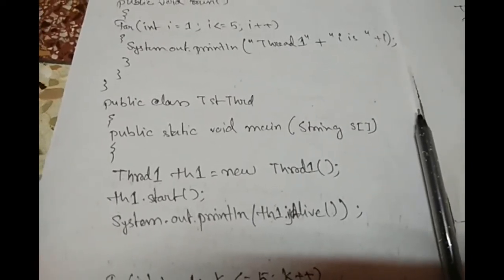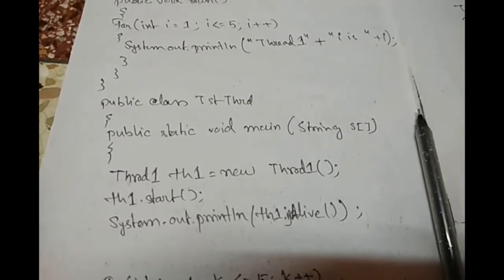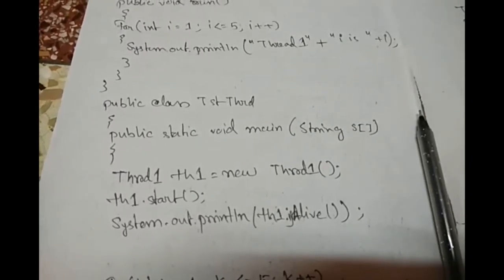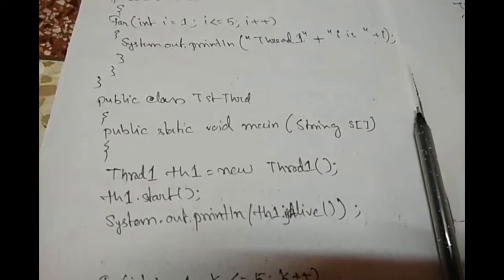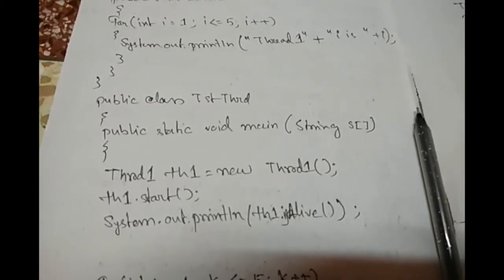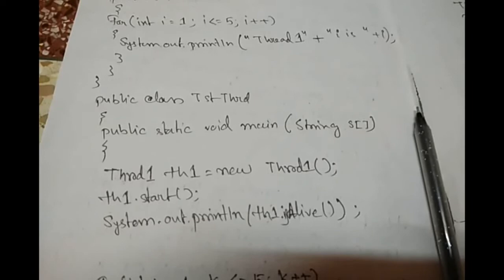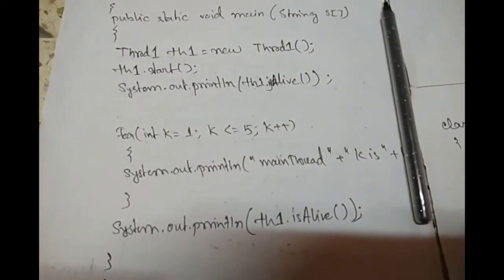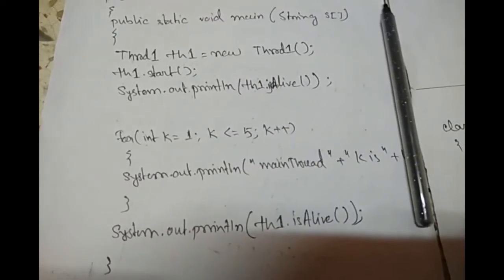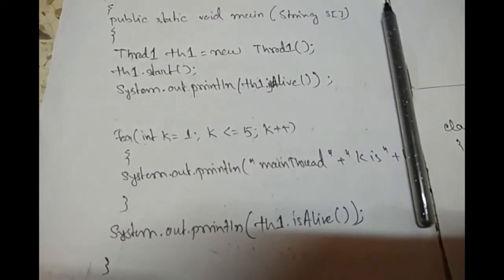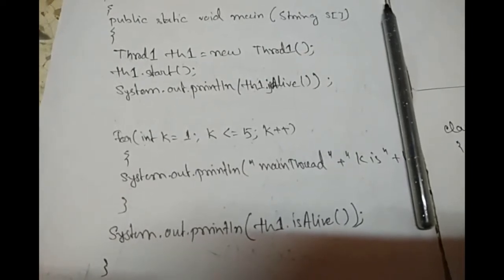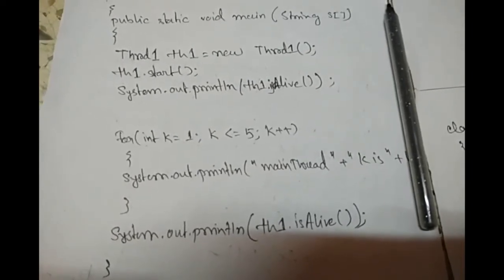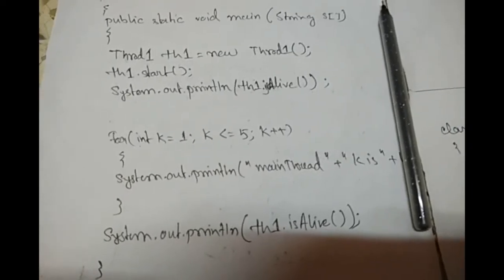because we are just starting the execution of thread 1 and we are printing the value of the isAlive method, which determines if the thread is alive or not, or in other words, if the thread completes its execution or not. Now in the next part, we are writing a simple for loop where the value of k starts at 1 and at the end the value of k is 5. Now we are printing the message main thread along with the value of k.